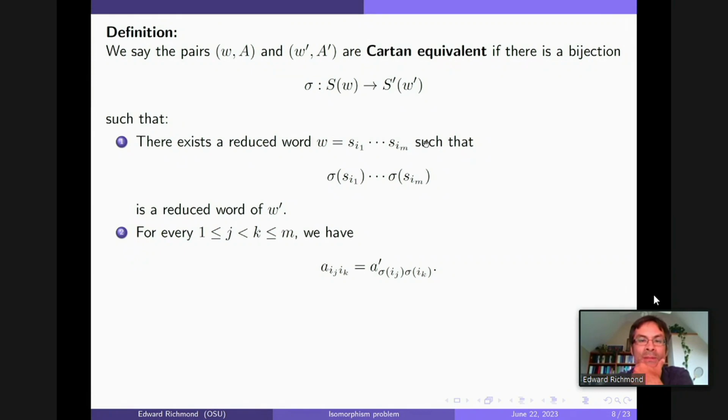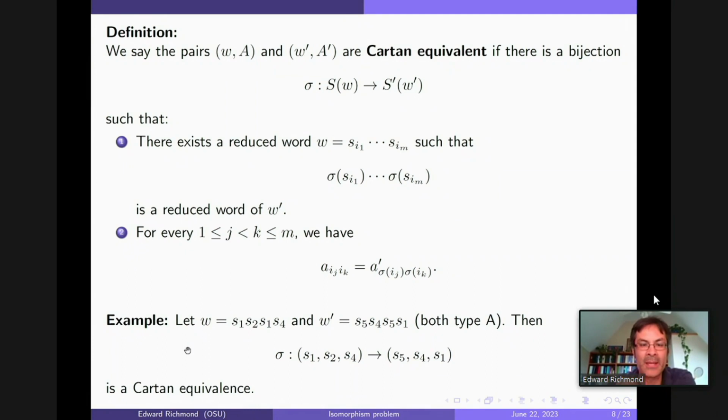You find a reduced word of W such that when you apply sigma, this just happens to be a reduced word of W'. So this is very lucky to have happen. Let's say this happens, but this is not quite enough. The second thing that needs to happen is that for every j and k, or j less than k, when you look at the corresponding Cartan entry in A, this has to match perfectly on the other side. And this has to happen for all pairs j and k, like this.